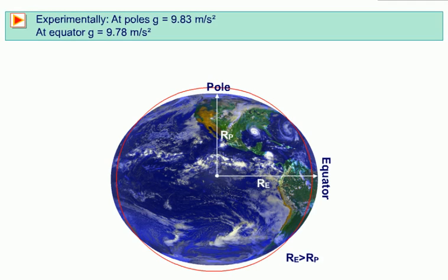Experimentally, it has been found out that at the poles, the value of g is equal to 9.83 meter per second squared, and the value at the equator is 9.78 meter per second squared.